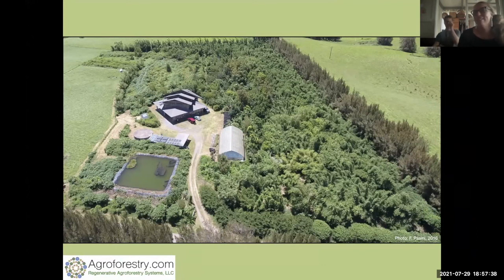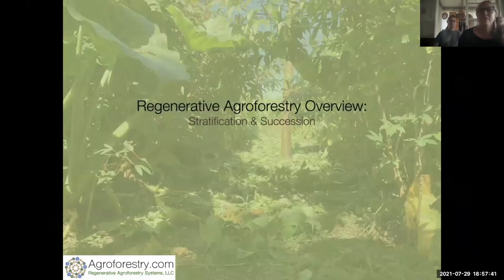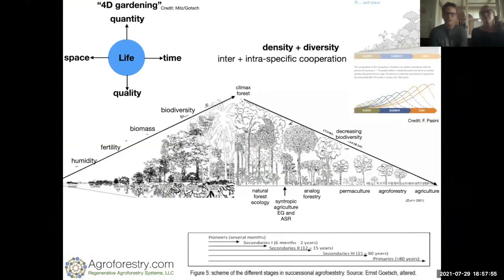And now Neil's going to talk more about regenerative agroforestry, stratification, and succession. So let's see, I'm going to try to give you a little more nuts and bolts kind of stuff, just to help support your process. So here we have maybe a complicated slide, but trust me, there's a reason for all of this.